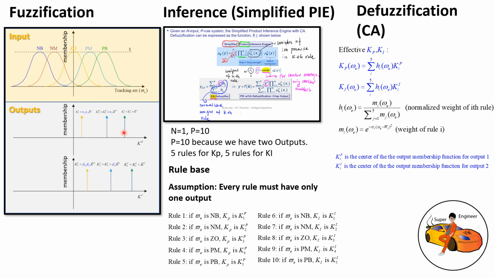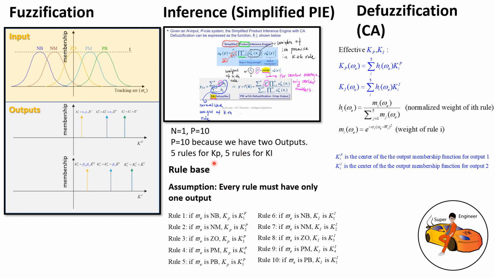And when it's PB, it is using some larger KP, and when it's NB, it's the same as when it's PB, and then when this is PM, it is somewhere here, smaller than that, but larger than the 0 case. Similar case for the KI, and just to point out, we are using the simplified product inference engine for the inference.